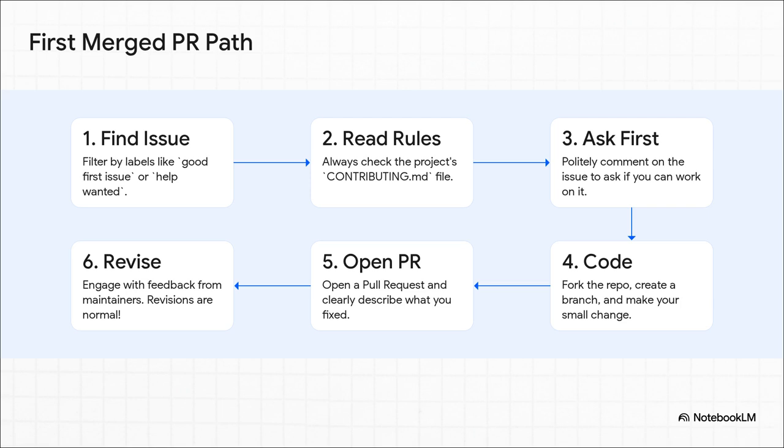Third, a little bit of etiquette, just drop a polite comment on the issue asking if you can take it. Don't just start coding. Once you get the thumbs up, you're on to step 4. Fork the repo, create a new branch, and write your code. 5, you open a pull request and clearly explain what you did. And finally, step 6, be ready for feedback. Getting notes and having to make changes is totally normal. It's a good thing. It means they're taking your work seriously.